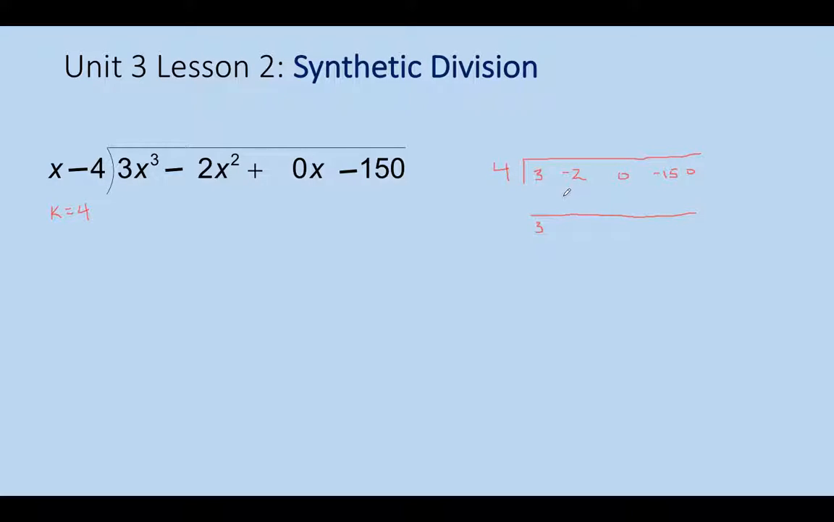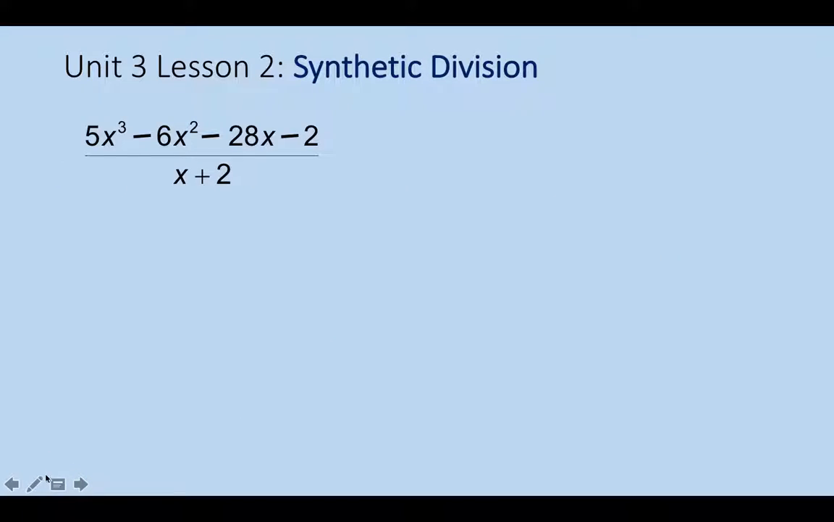Then I'll start doing the same division algorithm that we would do normally. 4 times 3 is 12, and negative 2 plus 12 is 10. 4 times 10 is 40. 0 plus 40 is 40. And then 4 times 40 is 160, and that means my remainder is 10. Just as a preview, we'd say, is x minus 4 a factor of this? Nope, because that wasn't 0. Is 4 a solution or a 0? No. So, all right, moving on.